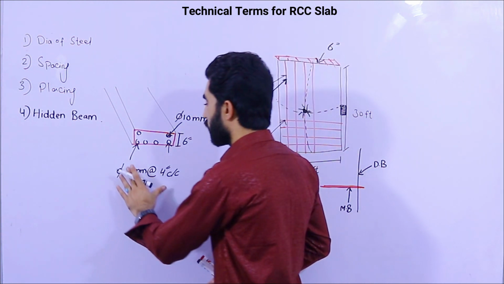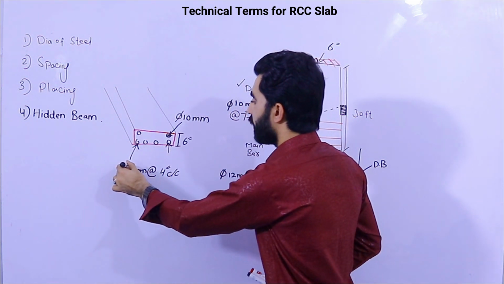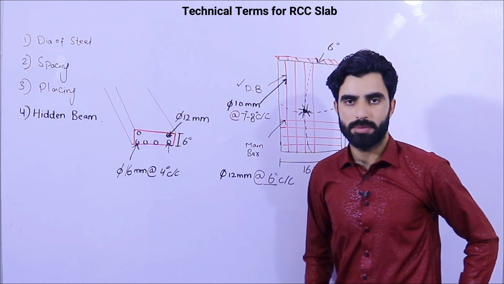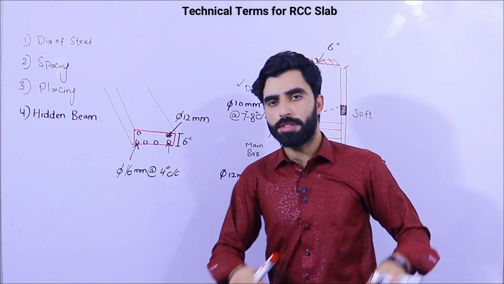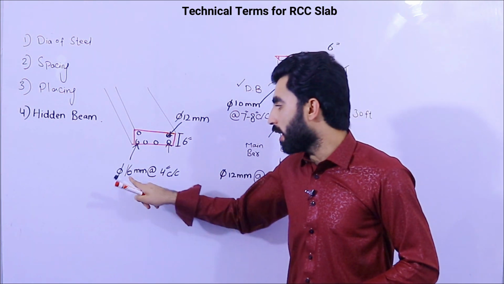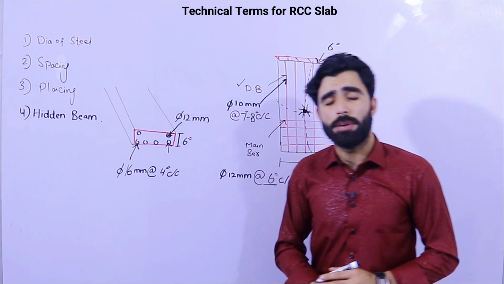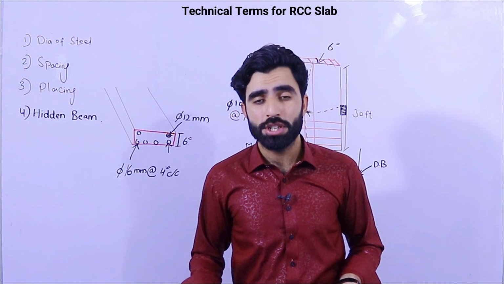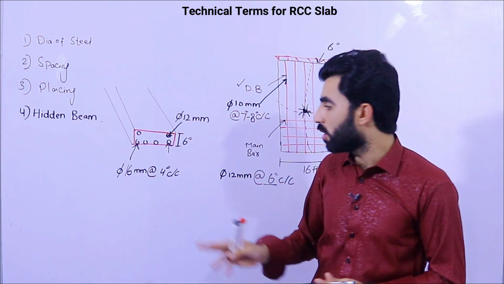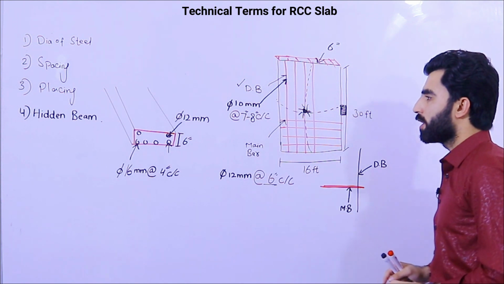But if you are using 16 mm for the tension zone, then the top diameter should be increased up to 12 mm. These things are directly proportional. If the bottom bar's diameter is maximum, for example 16, the other should be 12. If this is 12, the other one should be 10. As I told you in many videos, concrete is strong in compression but weak in tension, so we should use maximum steel reinforcement at the bottom portion, in the tension zone. Now guys, these are the details for the hidden beam.